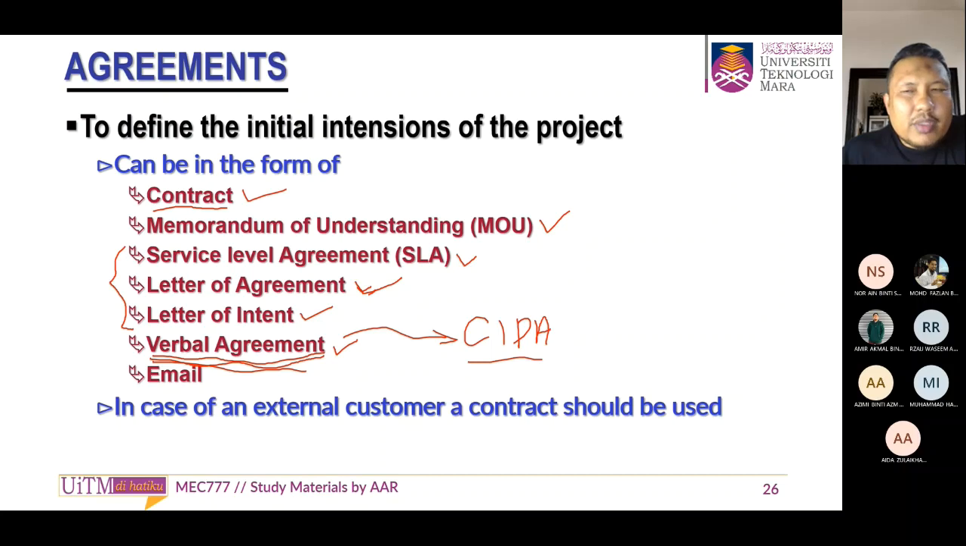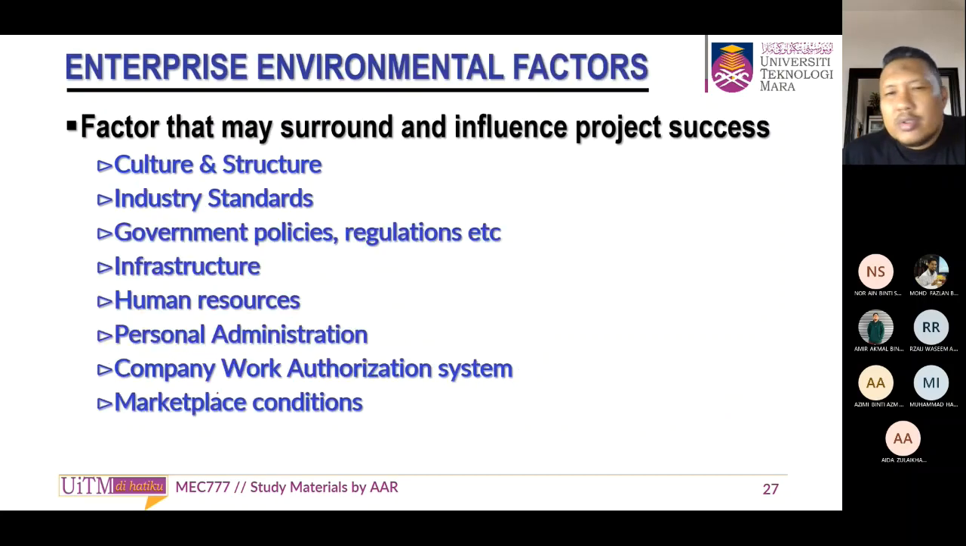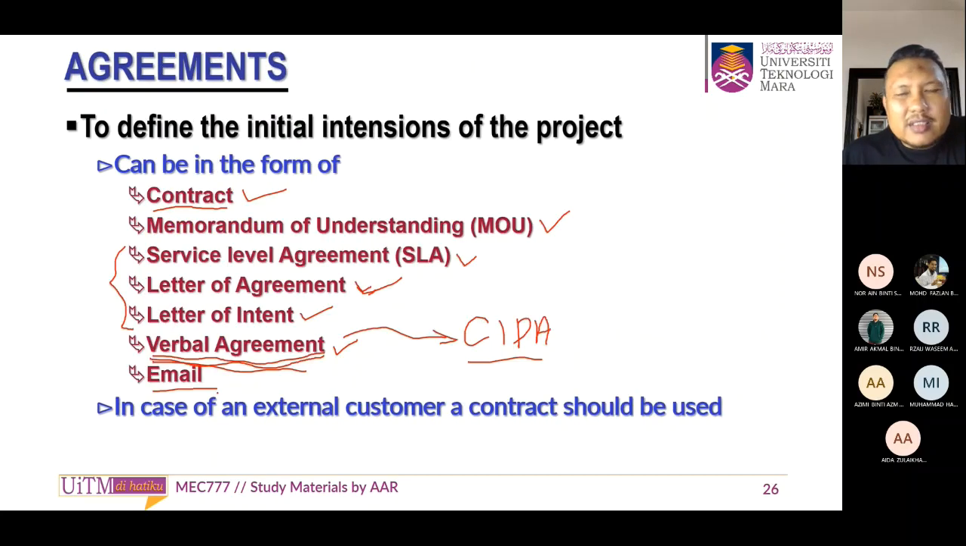So remember, for anyone with a project, CIPA is one of the processes for verbal agreements. And then we have email, as usual. We send an email, and the person who receives the email says I agree, so that contract is already binding in construction. In the case of an external customer, a contract should be used. External customer, a contract for sure. Who is the external customer?